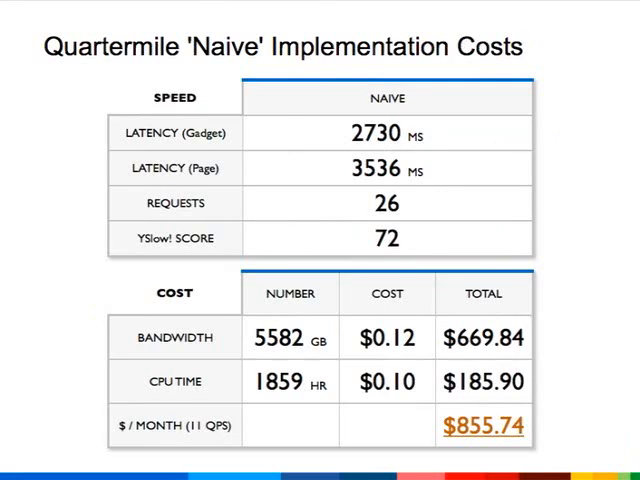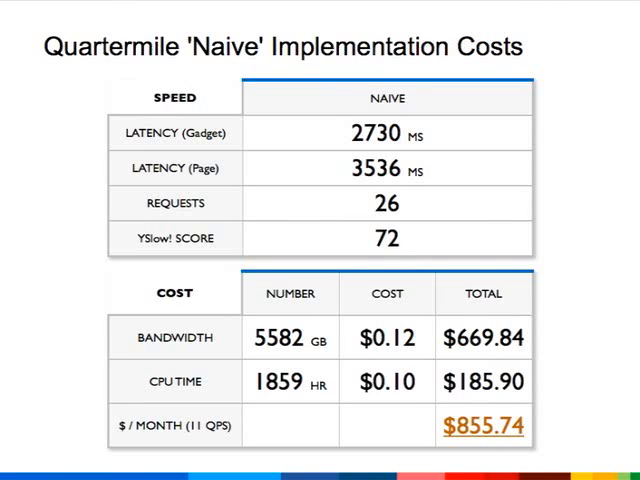Now, when you look at the first set of metrics that we counted, first of all, the latency of the gadget, and we'll cover more about this later, but this is basically the gadget perceived latency. From the time that the head of the gadget renders to the time that it's first usable by the end user, it took us about 2.7 seconds. The next latency metric is the page latency. So if you were to just open up the iframe in which this gadget ran and then reload it and measure that speed, that was about 3.5 seconds.